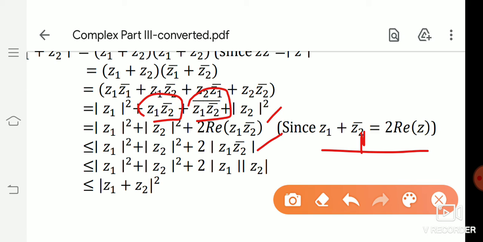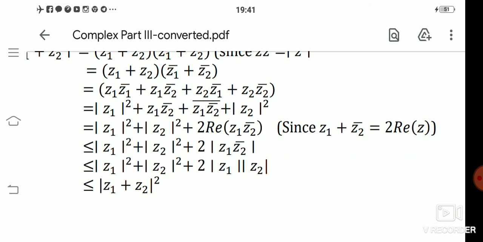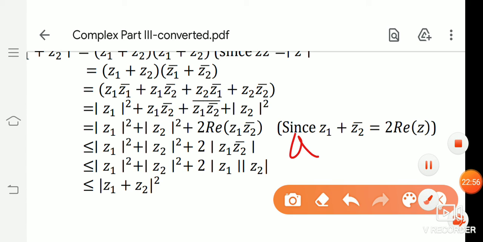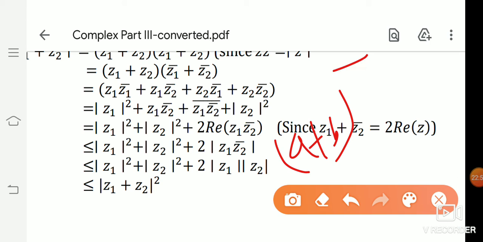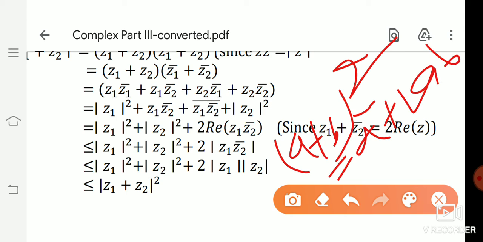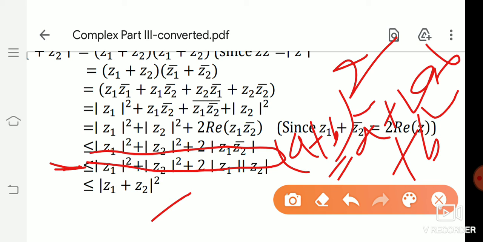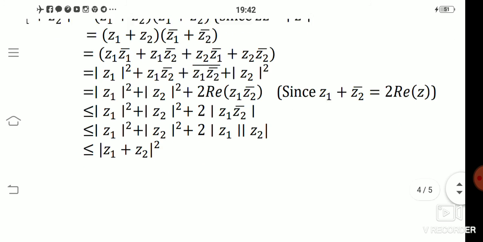Now I will distribute the modulus of that multiplication, so in the second step it is less than or equal to mod of z1 whole square plus mod of z2 whole square plus 2 into mod of z1 into mod of z2. Then we can apply the formula of a plus b whole square, that is a square plus 2ab plus b square. After expanding, we get mod of z1 plus z2 whole square, which is less than or equal to the above relation.